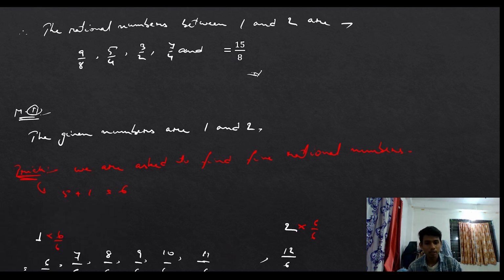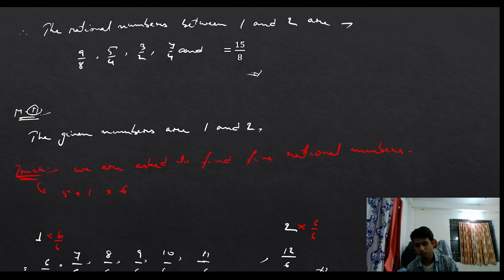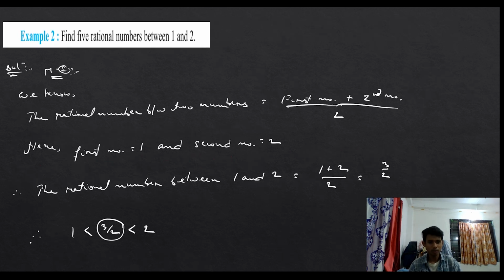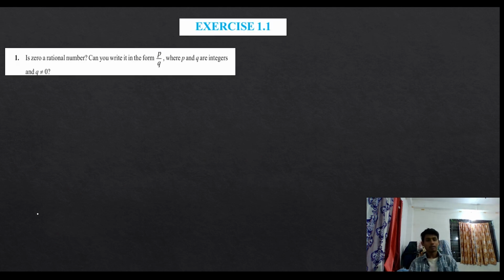So these are the 5 rational numbers between 1 and 2. Now you can choose any of the 2 methods with your convenience. I prefer method number 2 as it is shorter and easier, but if you like method number 1, you may go with that.